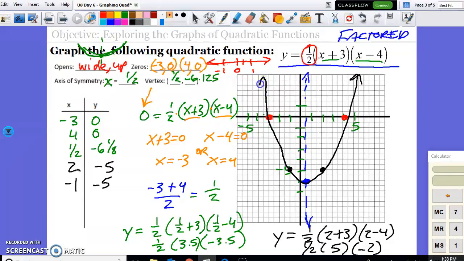I don't want to see lines. It just shouldn't look like a V. Mine even wasn't that good there, but as long as you try your best to make it look like a U, that's the most important part.